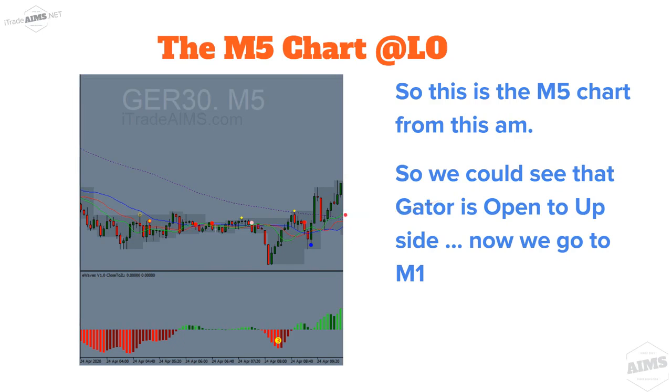Gator is open. We can't see it here. It's going to be here. The red would be here. The blue would be here. And purple will be somewhere around here. We will get to see the full chart anyway later.